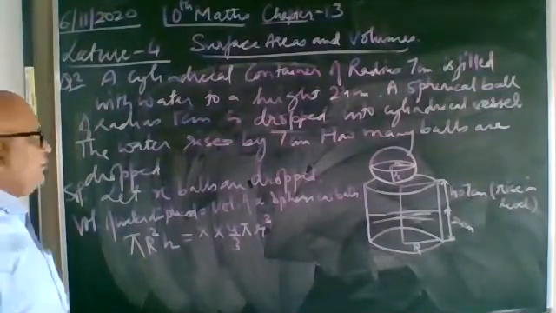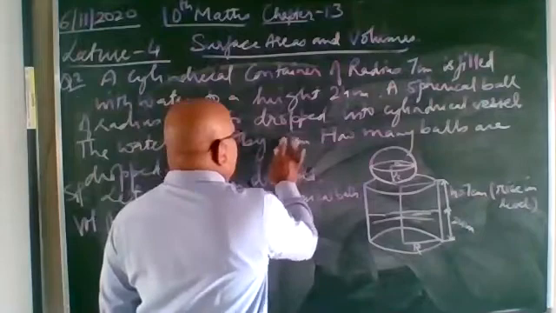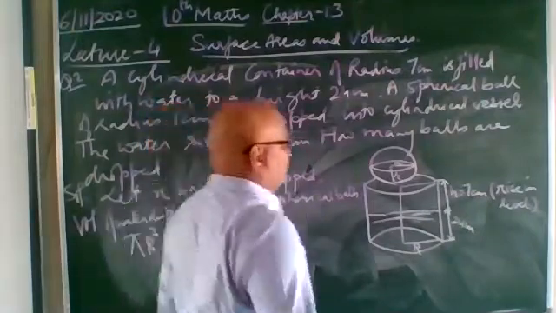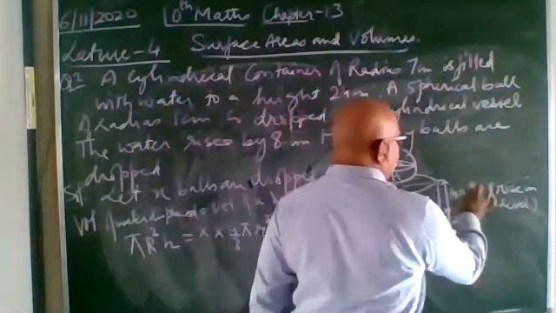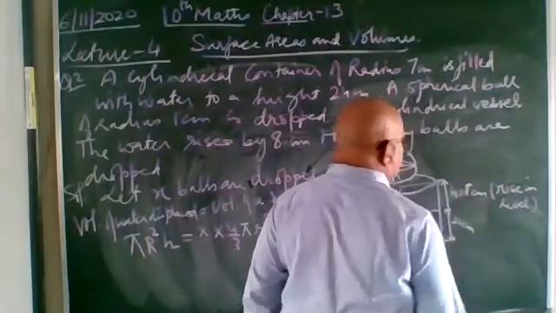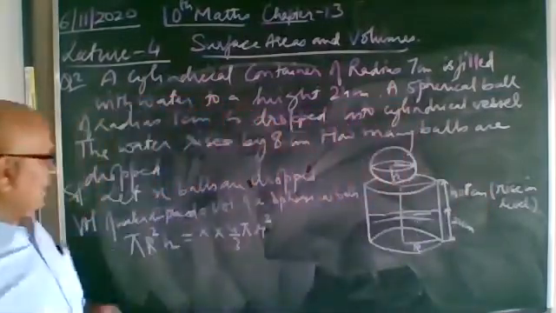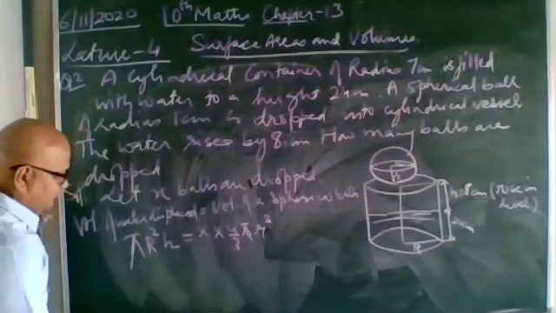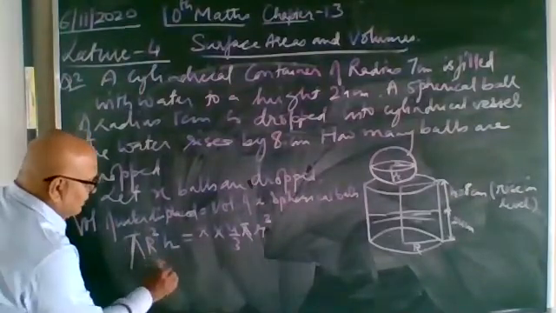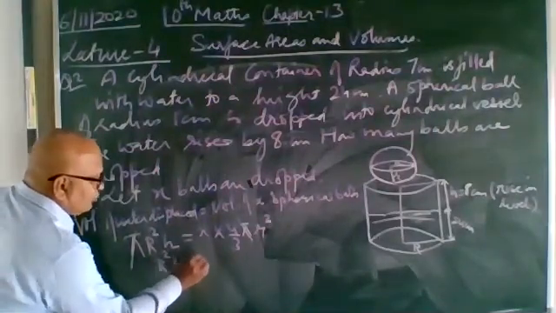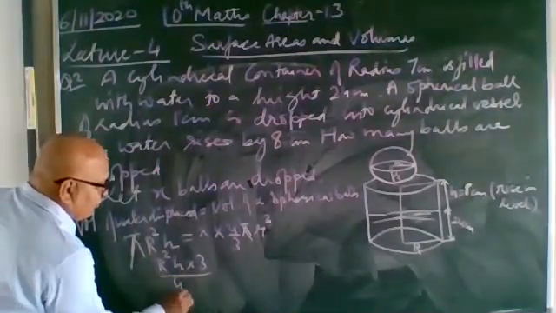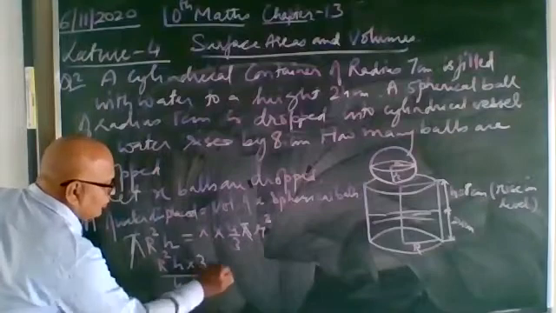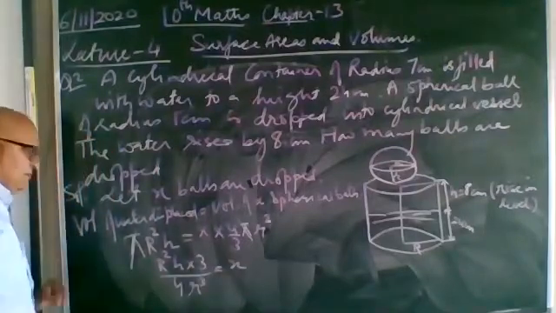Now the rising level you will take as 8 centimeter, so that the calculation may be easier. So pi and this pi cancel. R square H into 3 upon 4 R cube equal to X.